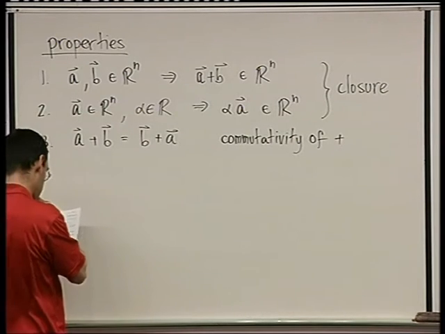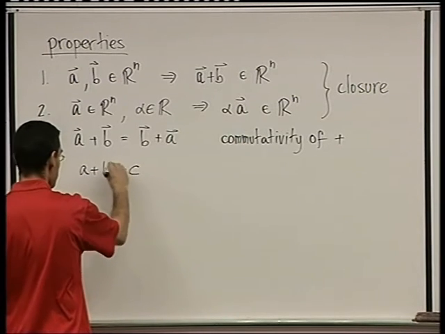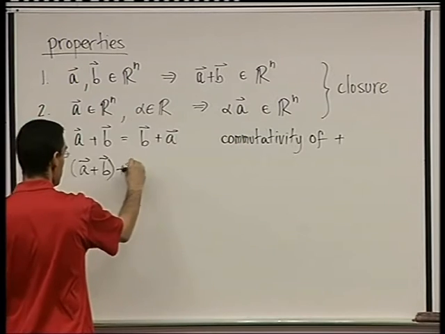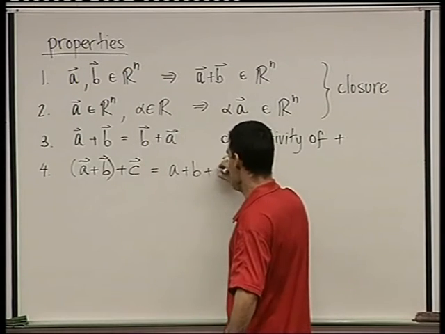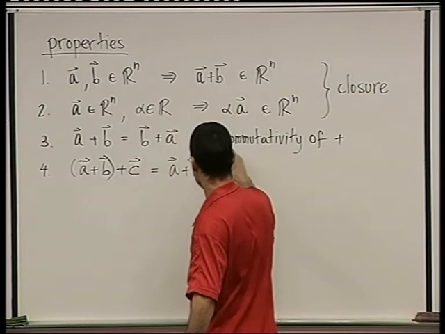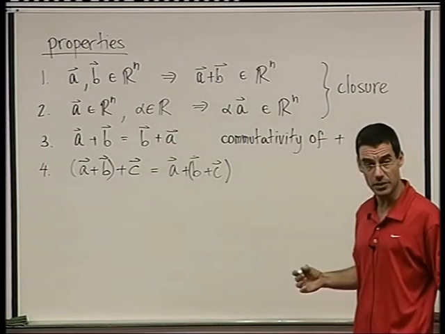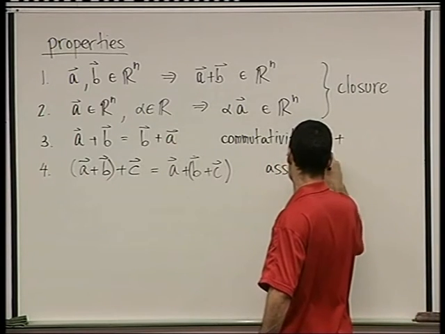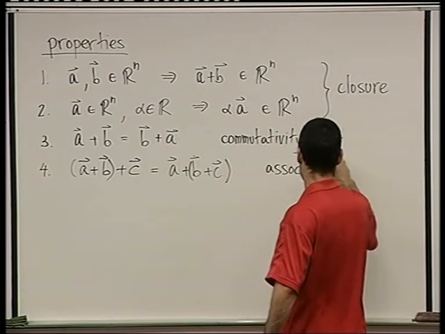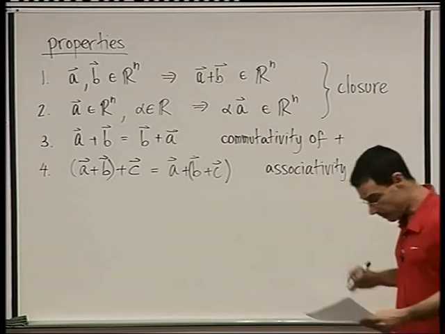Property number 4, we have the associativity of vector addition. If we take 3 of them and add them, it doesn't depend on which order you add them in. So you can first do A and B, or first do B and C, you get the same thing. So this is the associative property. Good? Okay.